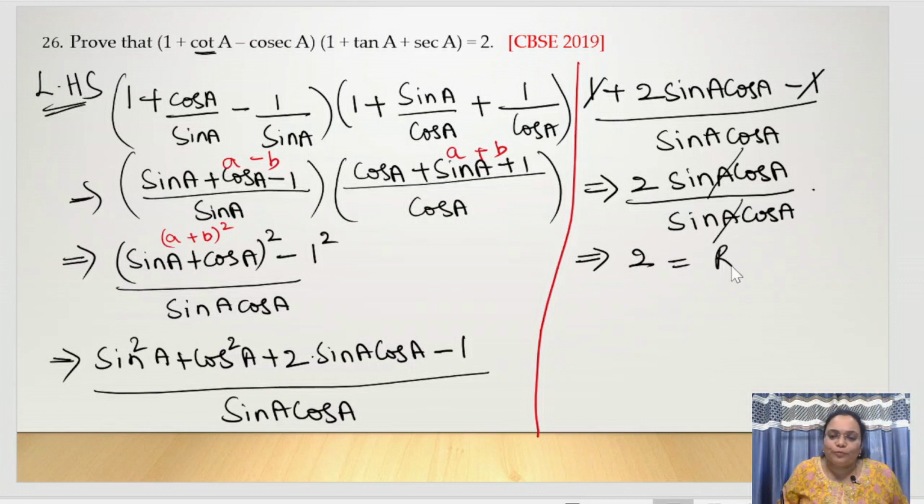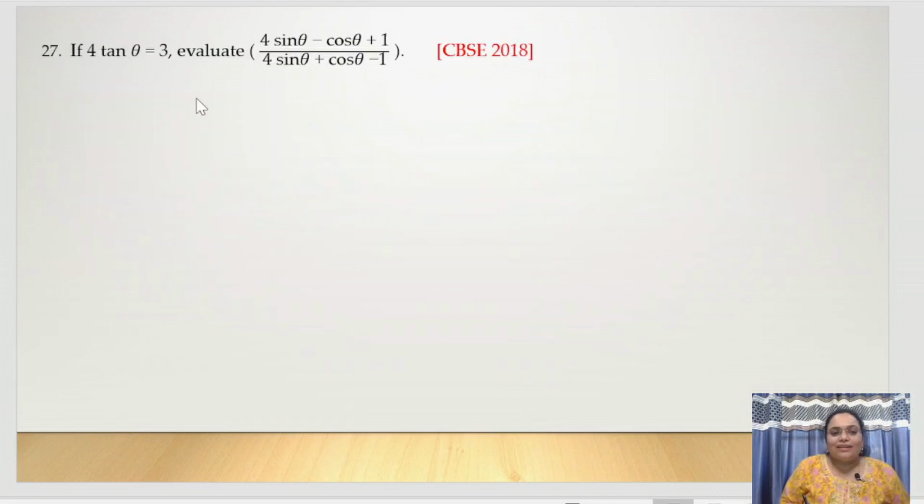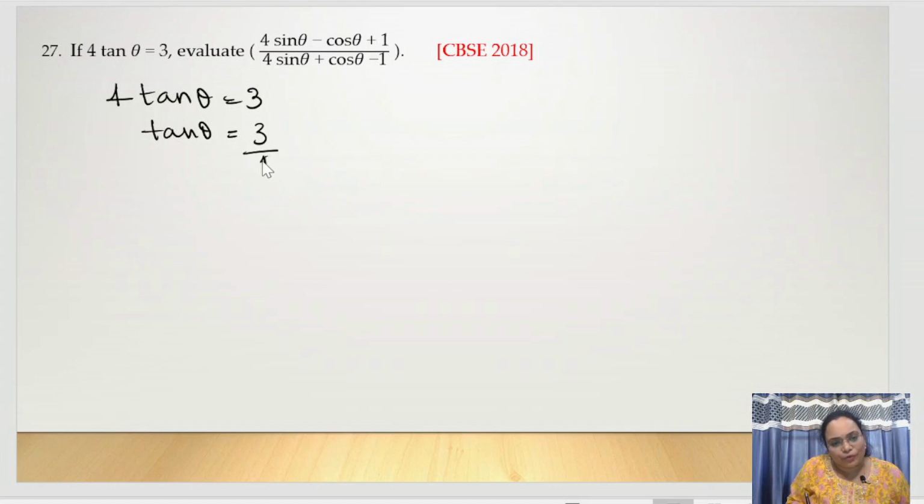So this is what we need to prove in the RHS. Therefore, hence proved. Okay, clear? So let us see the next question. If 4 tan theta is equals to 3, we need to evaluate 4 sin theta minus cos theta plus 1 by 4 sin theta plus cos theta minus 1. So from here, if 4 tan theta is equals to 3, what will be the tan theta value? It will be 3 by 4.